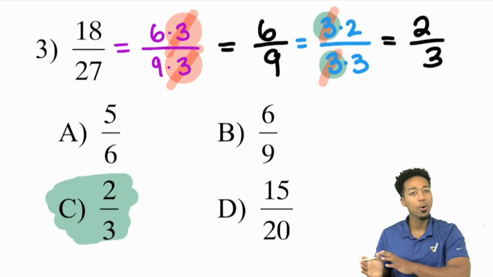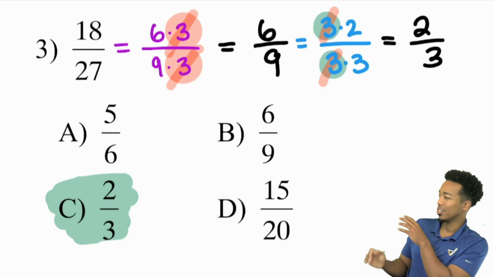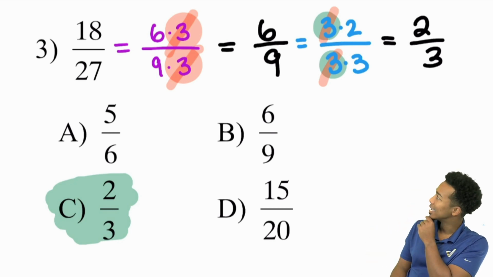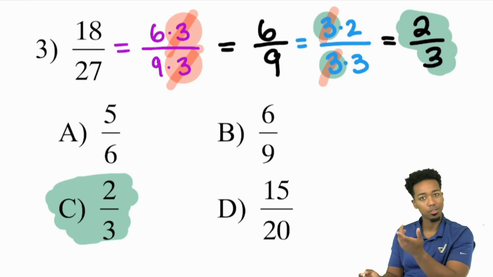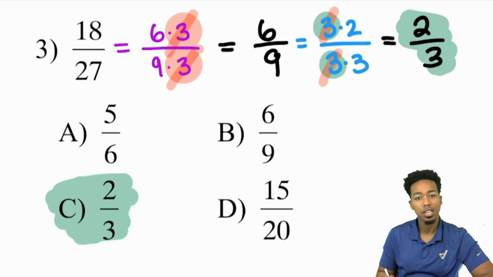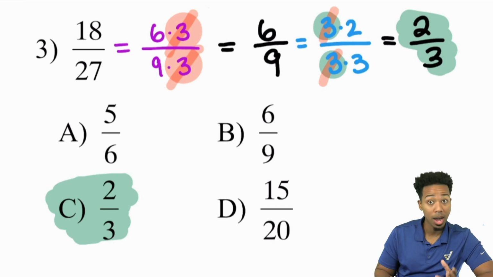But before we move forward to the next problem, is there any way for us to go straight to 2 over 3, straight to the answer? There absolutely is. Allow me to go ahead, and you can rewind if you need to see this again, but I'm going to remove all of this.